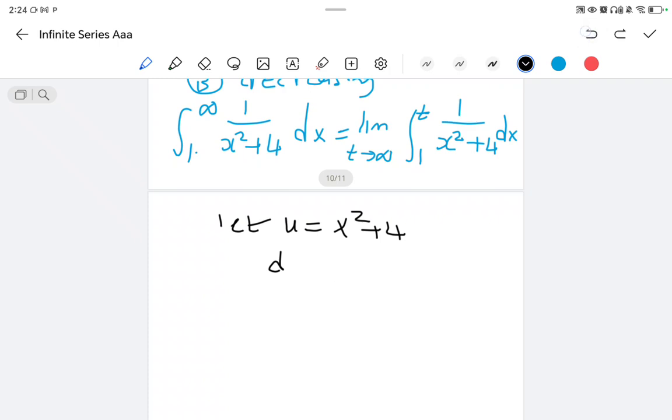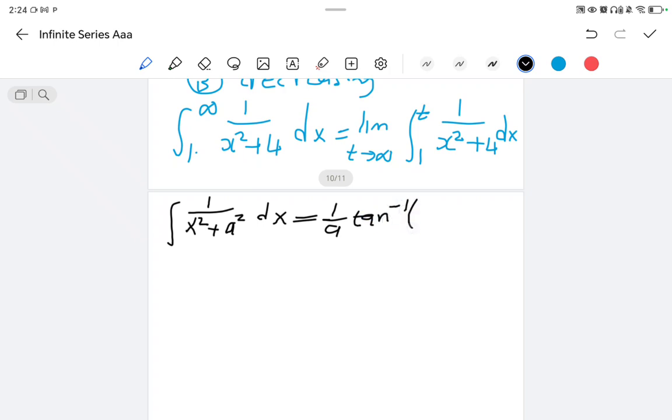So we must use the inverse of tan. Here's what the inverse of tan says. I'm just going to give you a rule. If we have the integral of 1 over x squared plus a squared dx, this will be equal to 1 over a times arctan of x over a. You see, right?